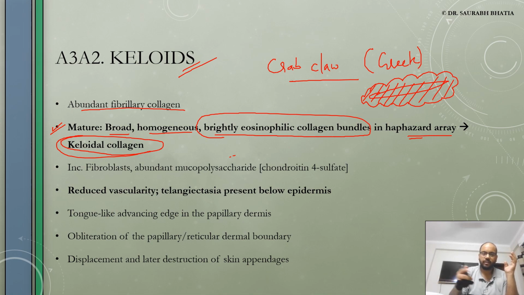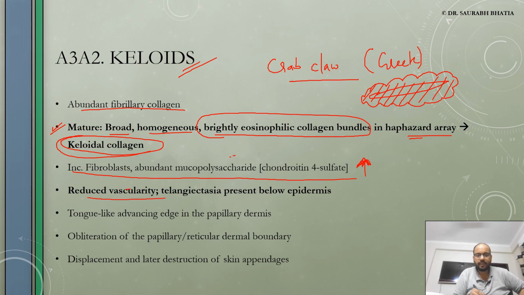So just remember this definition, okay? There's increased fibroblast, abundant mucopolysaccharide, and chondroitin 4-sulfate is increased, okay? So many mucopolysaccharides are increased, and one of them being chondroitin 4-sulfate. There is reduced vascularity. Telangiectasia is present below epidermis.